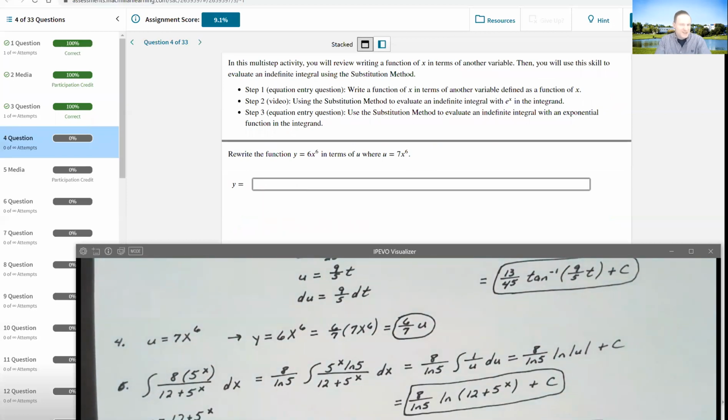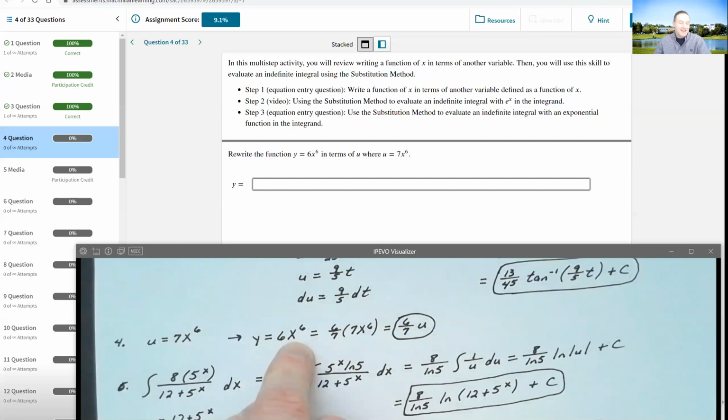Okay, so now up next here, guys, for number 4, very quick question. It's a little strange one. I don't like this one very much. It says rewrite the function y equals 6x to the 6th in terms of u, where u is 7x to the 6th. So think about that. If u is 7x to the 6th, but then I'm trying to rewrite y in terms of u, and y is 6x to the 6th.